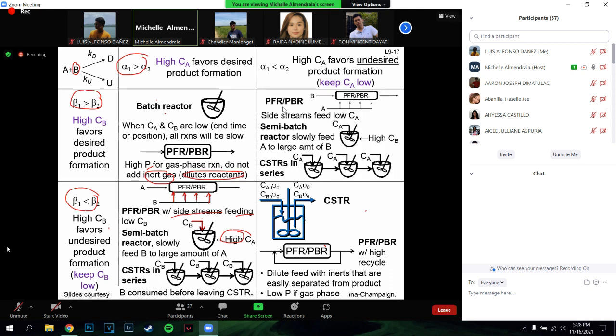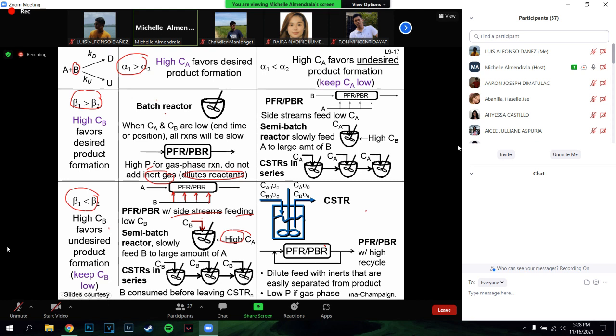All right. Now, keeping B1 greater, this time it's B: a higher concentration of B favors the product, and a high concentration of A forms more of the undesired product. So it's the reverse case, the opposite of the previous one. Same approach, but this time B will be in higher concentration and A in lower concentration. Same for semi-batch and for CSTR in series.